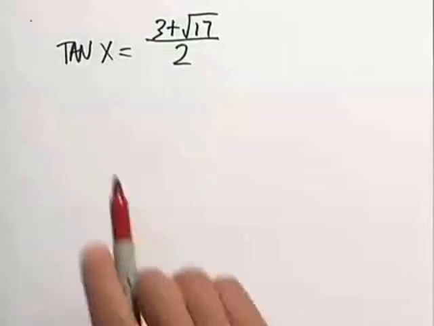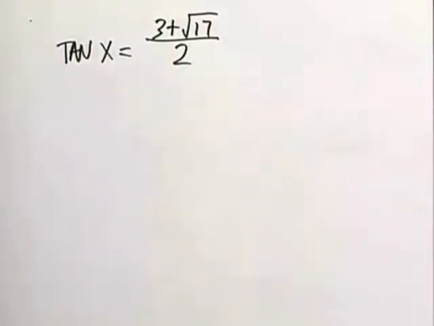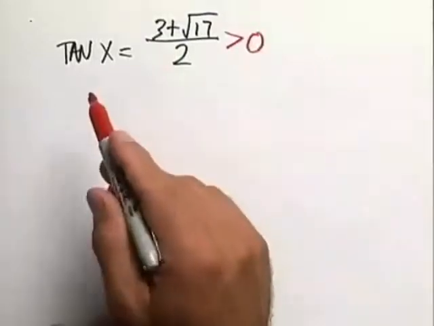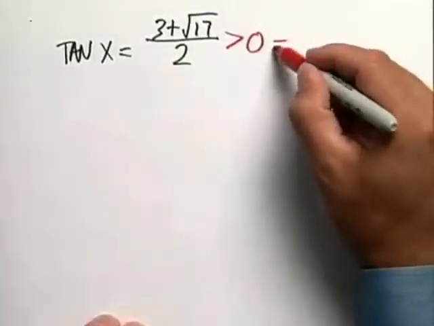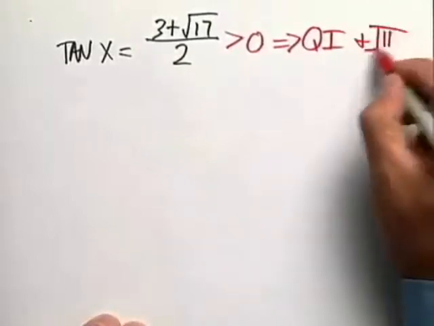Now we need to consider the positive case. That was the case where the tangent of x was equal to 3 plus the square root of 17 all over 2. If you put that into your calculator, you get a positive value for that. Now let's think about this. If this is positive, we have to think about in which quadrants the tangent is positive. And this occurs for us in quadrant 1 and also in quadrant 3.